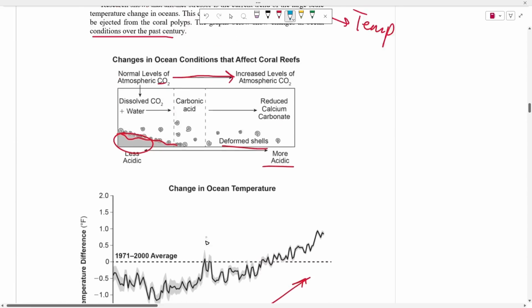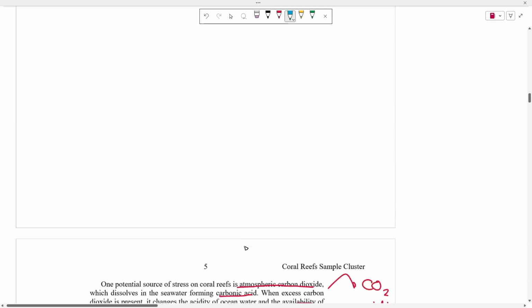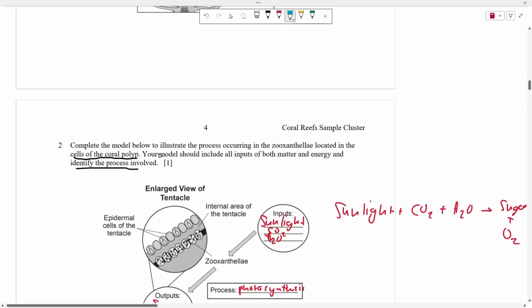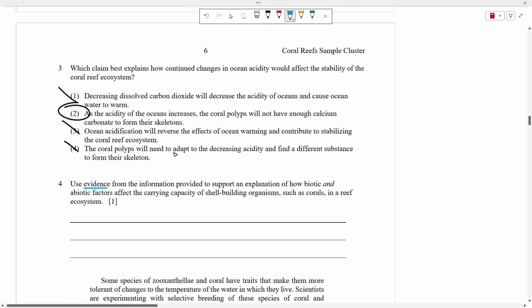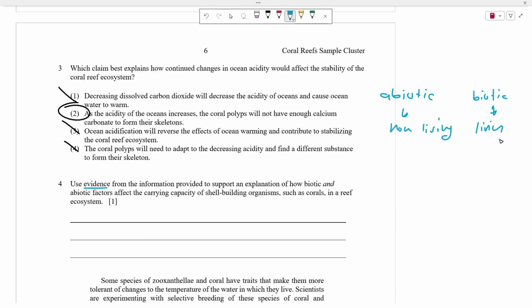And I can use either one of these graphs to support that reasoning, or I can use any sentences from these paragraphs to support that further. Okay, so let's go ahead and organize our thoughts first. First of all, what are biotic and abiotic factors? Well, abiotic factors are non-living factors, and biotic factors are living factors, right? So abiotic are non-organisms, biotic are organisms.